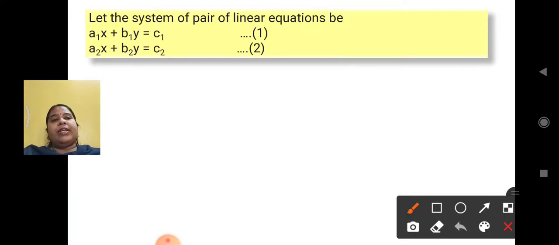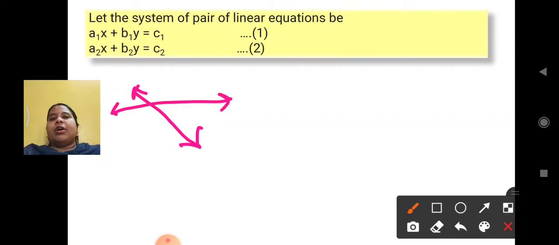The first possibility is that both these lines, the first line, that is the first equation, and the second one, the second equation, both intersect at a point. This is my first condition. Yes, as you know, a linear equation in two variables, when plotted on a graph, is always a straight line. This we have already learned. So when I am plotting these two lines, what is the first condition? That both these lines will intersect at a point.